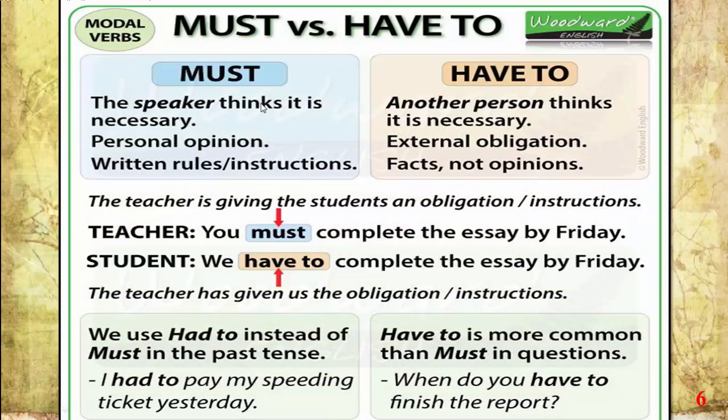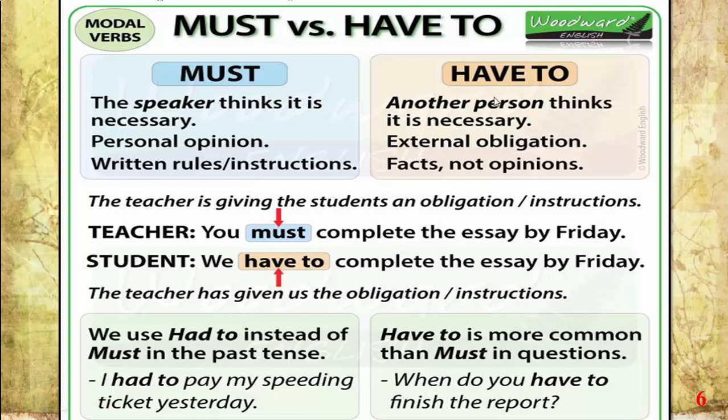So you can look at this. This is the way that we have to use must and have to. We have to see the differences. យើងមើលភាពខុសគ្នារបស់ must ហើយនិង have to. The speaker thinks it is necessary. មានន័យថាអ្នកនិយាយគិតថាអ្វីដែលត្រូវធ្វើនឹងគឺសំខាន់. Personal opinion គឺជាគំនិតផ្ទាល់ខ្លួនរបស់គាត់. Written rules or instructions ដោយសារតែមានការសរសេរពីច្បាប់អីមួយឬក៏របៀបនៃការធ្វើការអីមួយទើបគេប្រើ must.